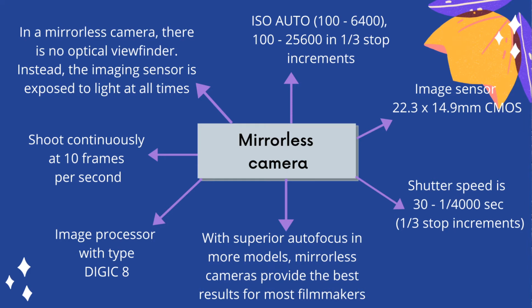The image processor is of type DIGIC 8, and then they can shoot continuously at 10 frames per second. So these are the mirrorless cameras.